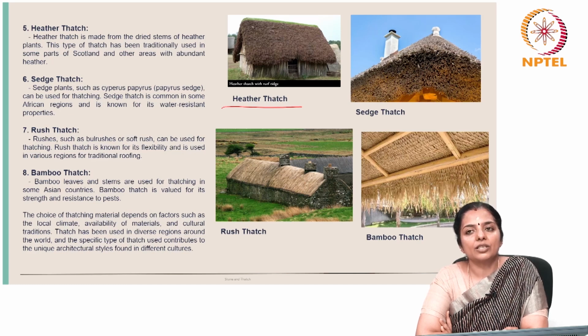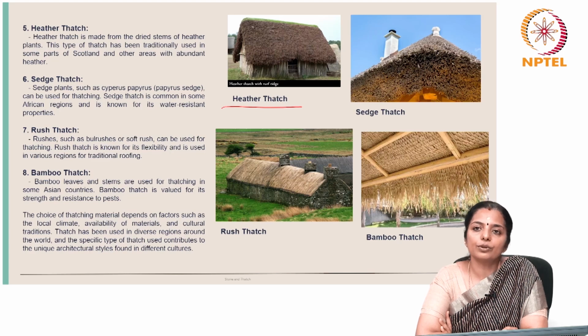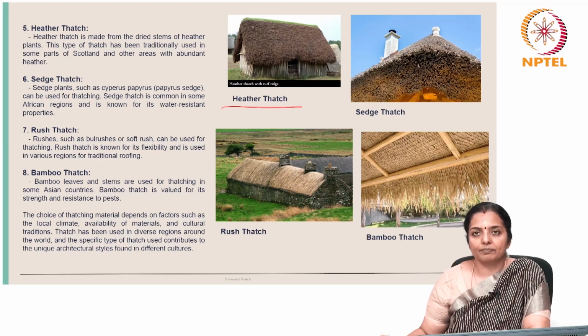The choice of thatching materials depends on factors such as the local climate, availability of the materials, and cultural traditions. Thatch has been used in diverse regions around the world, and the specific type of thatch used contributes to the unique architectural style found in different cultures. As a thumb rule, one can understand that the place where a particular thatch is available, the same thatch is also climatically relevant to that place.